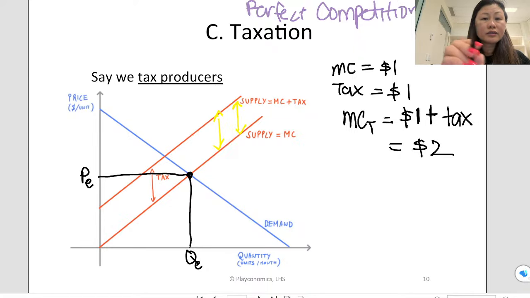Okay, so let's have a look at this. See PE? Then we look at this point. This point is your supply with the tax component. So this is P tax.